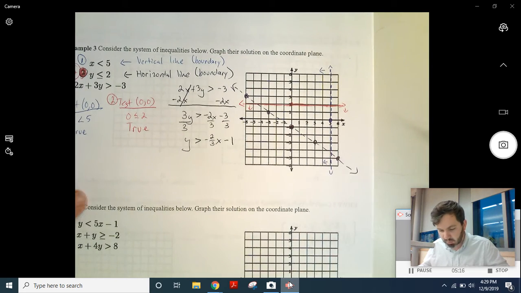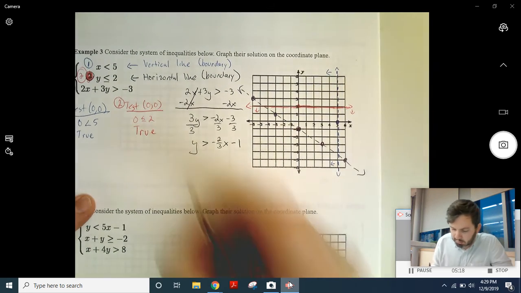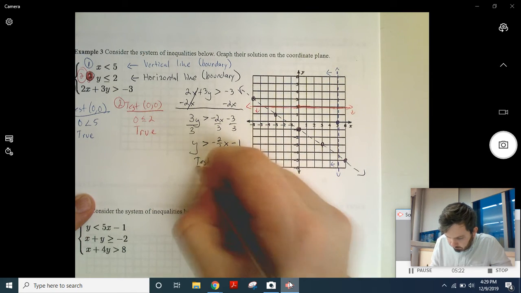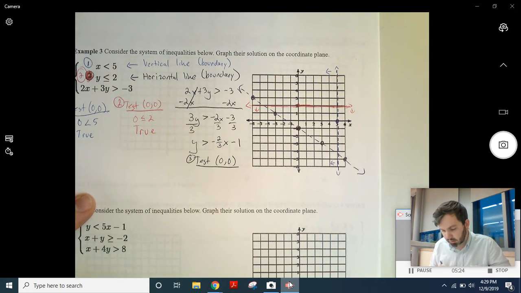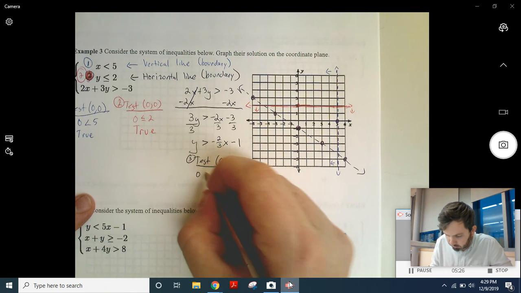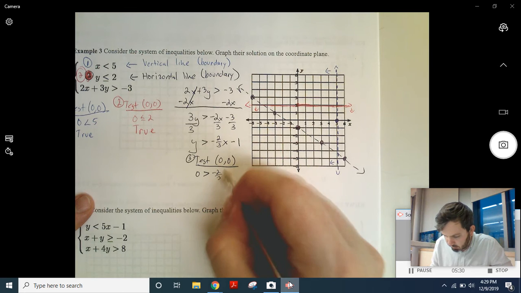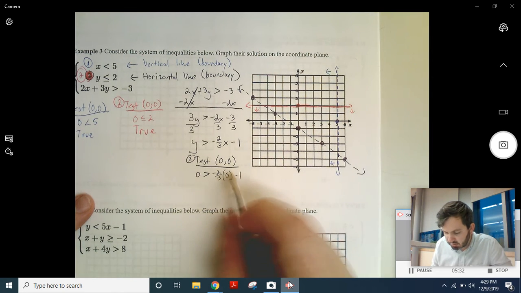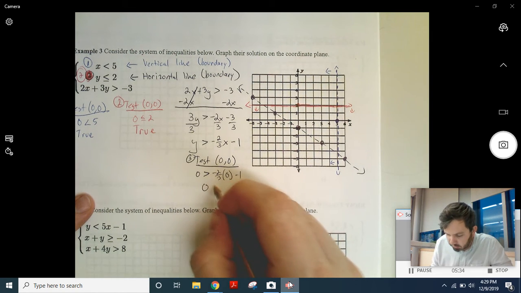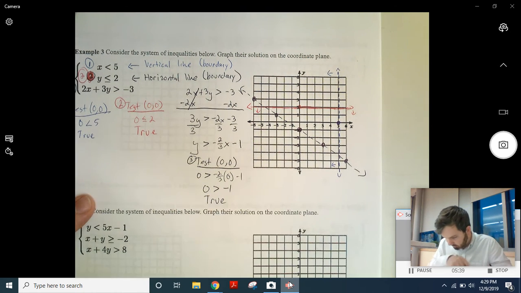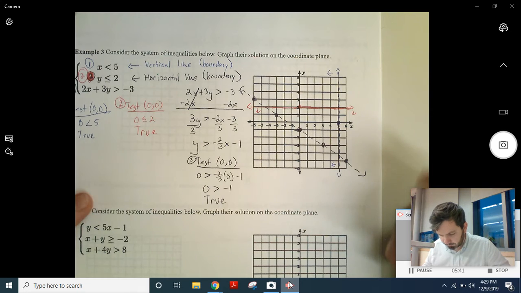Last but not least, we actually need to test 0, 0. So if I test 0, 0 for my third inequality here, we're going to get 0 is greater than negative 2/3 times 0 minus 1. Well, negative 2/3 times 0 is just 0. So 0 is greater than negative 1. This is absolutely a true statement. 0 is always going to be greater than a negative number.